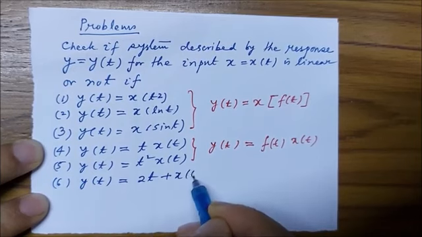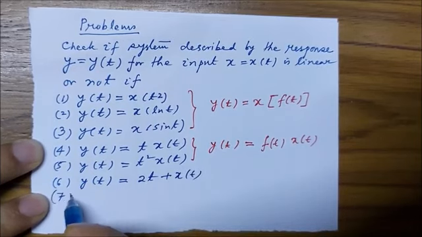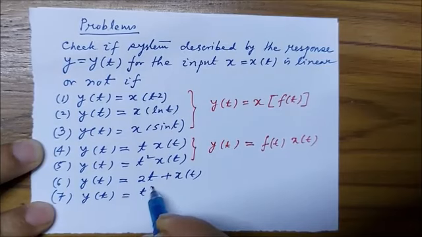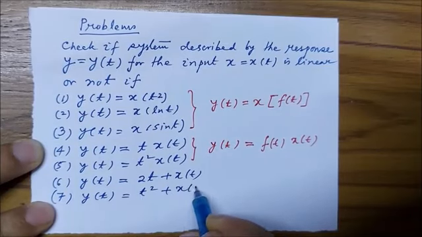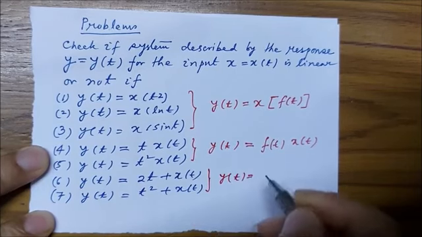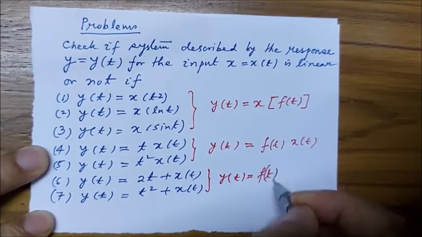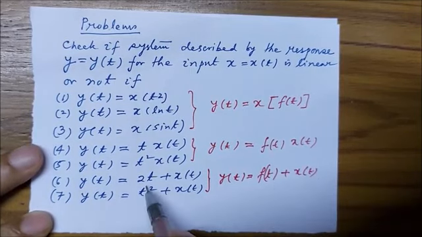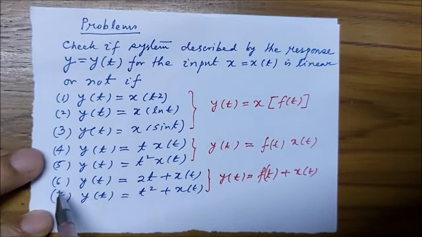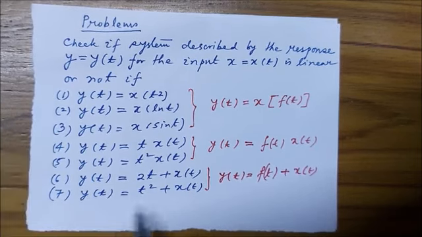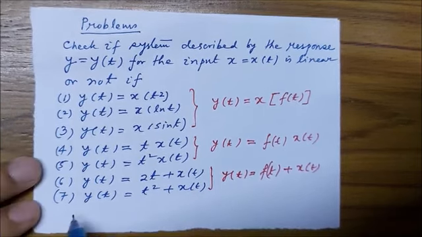2t plus x of t, and the seventh problem is of similar nature. So it is of the type f of t plus x of t, where f of t is 2t in problem 6 and f of t is t square in problem 7. So they are similar type of problems, and therefore we have clubbed them together.